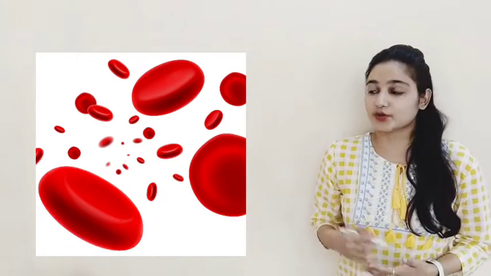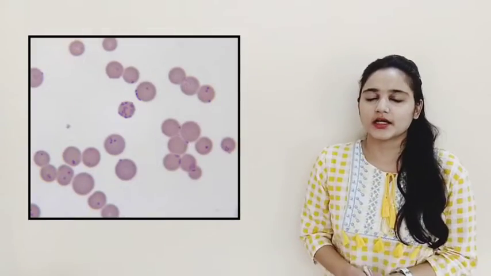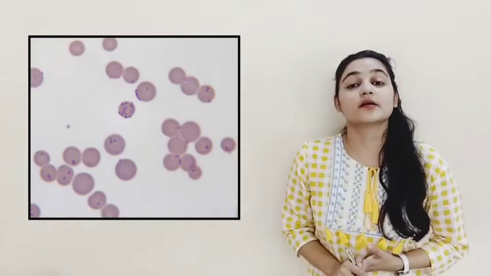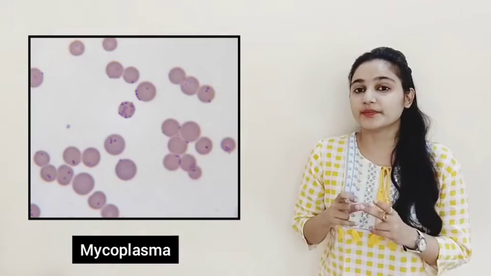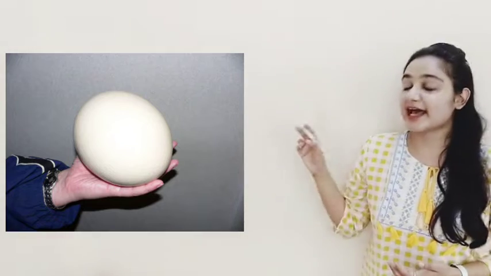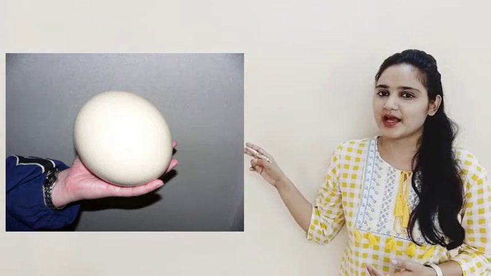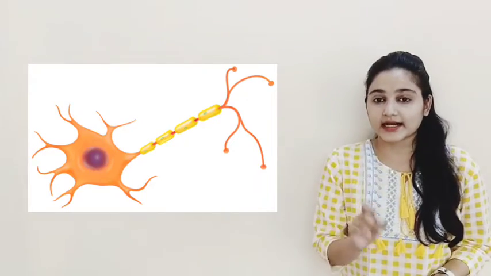Now let's talk about the cell size. Cells are of different sizes. The smallest cell is mycoplasma. It is 0.3 micrometer in length. And the largest cell is an egg of an ostrich. What about the longest cell? The longest cell is a nerve cell. Now remember one thing, that the cell size is also related to the cell function.